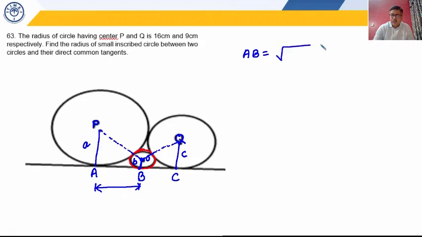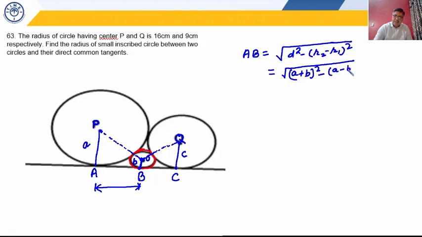You know the formula: the length of the direct common tangent is the square root of d square minus (r2 minus r1) whole square. What is d? So far as the circles with centers P and O are concerned, d is the sum of the radii, the distance between the centers. So it is (a plus b) whole square minus (a minus b) whole square, which is 4ab, basically 2 times under root ab. So we can calculate AB.